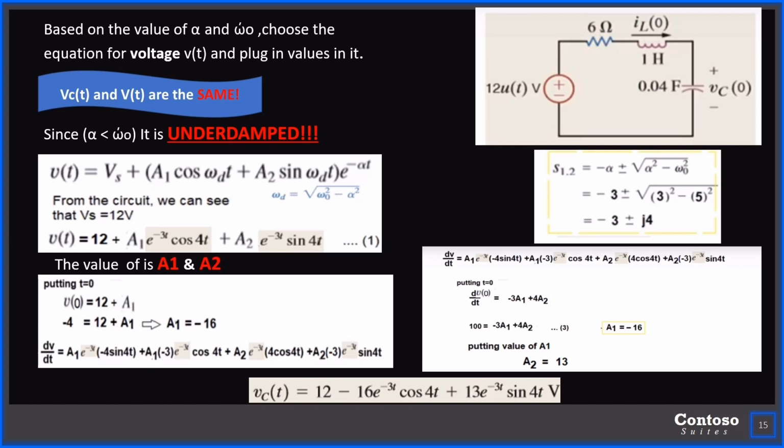So we just plug it in and we got the answer for that, and then putting it in the value of A1, we got A2, and the complete equation is shown below there. Vc(t) is equal to 12 minus 16 e^(-3t) cos 4t plus 13 e^(-3t) sin 4t volts. So that's the complete equation.